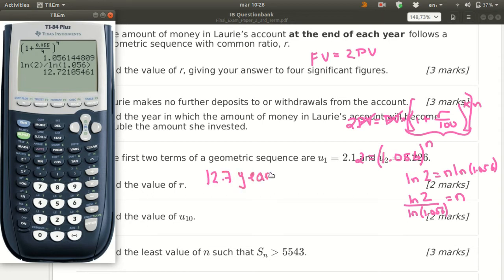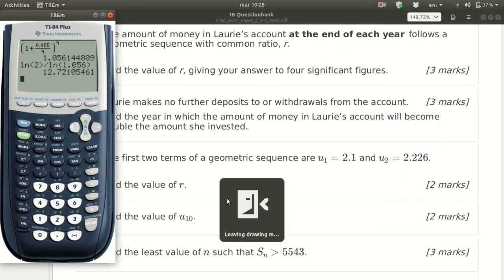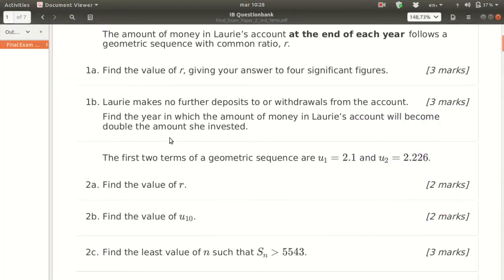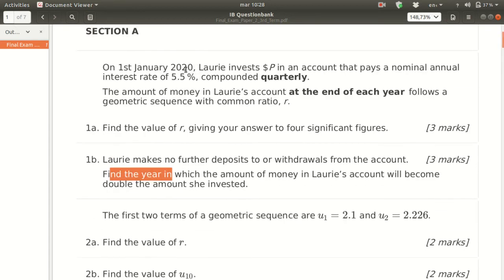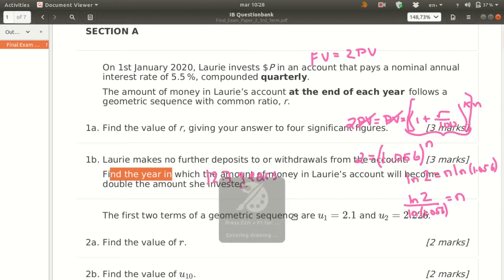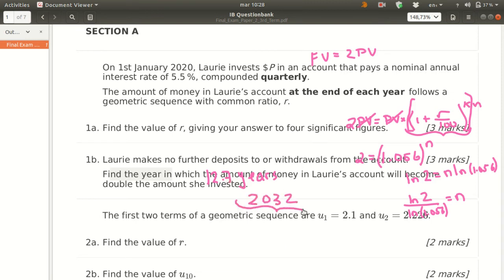years. Now be careful because the question is asking to find the year, and she's in 2020. So 12 years later is 2032. So if you just left 12.7 years, then you're wrong, right? It's 2032. Well, you're not wrong. You just don't have what they're asking for. So the year that she will reach double is 2032.